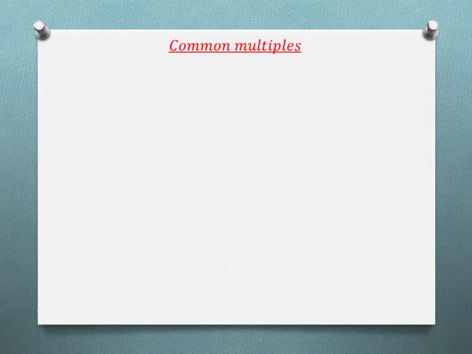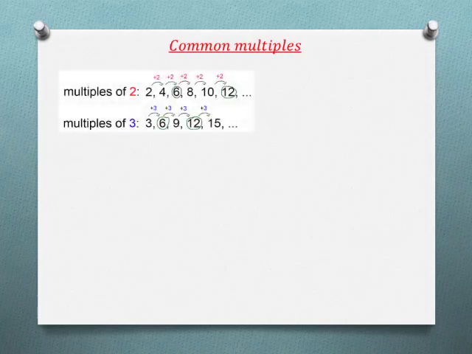Let us start with common multiples. So we know how to find the multiples. Here I have given multiples of 2 and multiples of 3. Multiples of 2 are 2, 4, 6, 8, 10, 12 and it goes on. Multiples of 3 are 3, 6, 9, 12, 15 and it goes on. So here 6 and 12 are the common multiples.